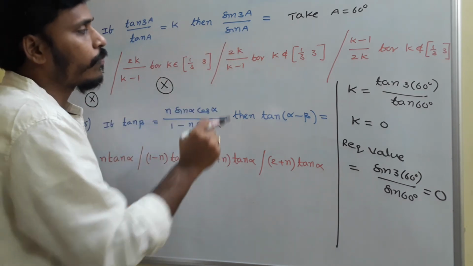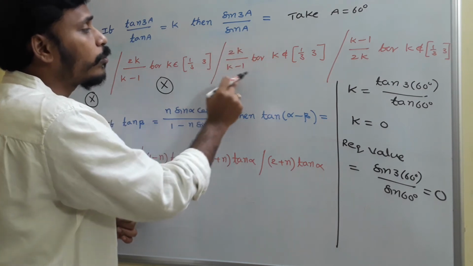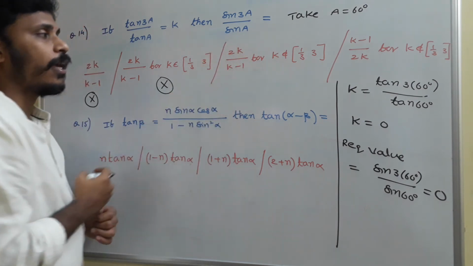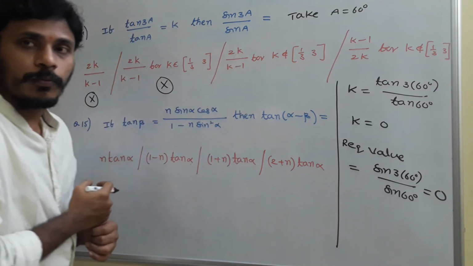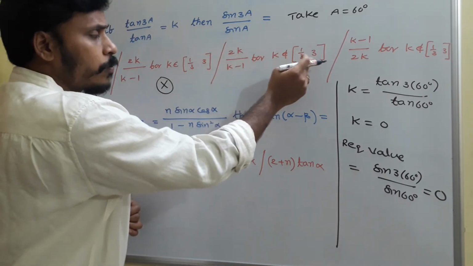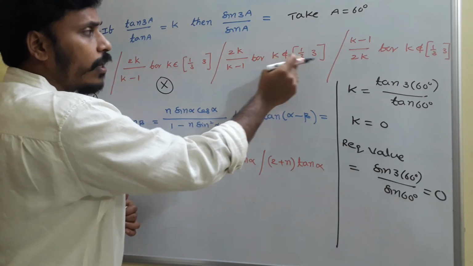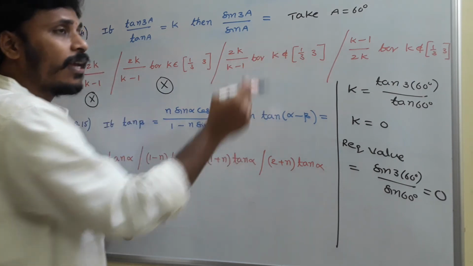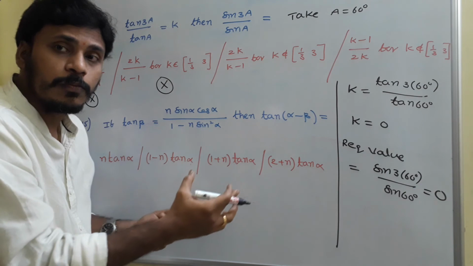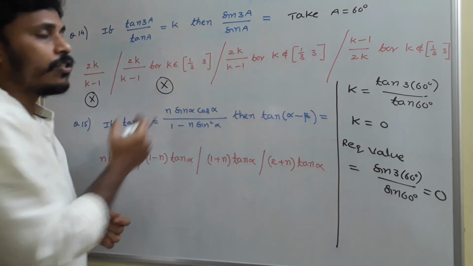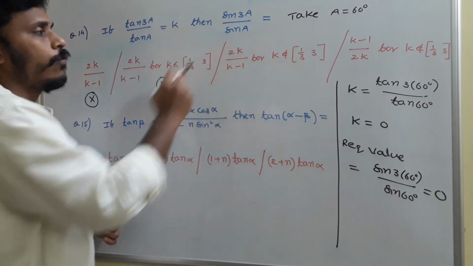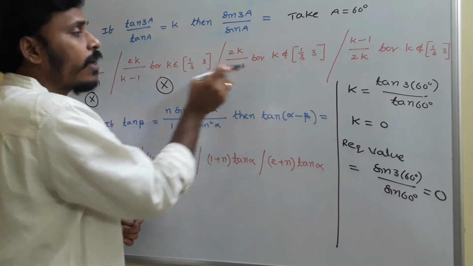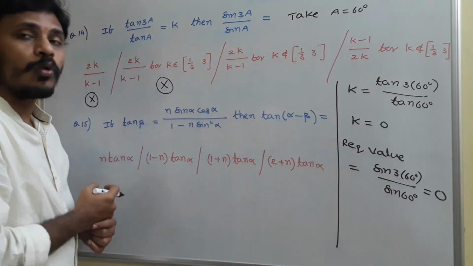But we need 0. See, is there any possibility to make this 2k by k minus 1 as 0? Yes. If k is equal to 0, and 0 is not there in this boundary. So k won't take the values from this boundary. K will take the values outside of this boundary. So outside of this boundary 0 is there. K will take 0. So if k is 0, this value will become 0. So for this expression there is a possibility to get 0.